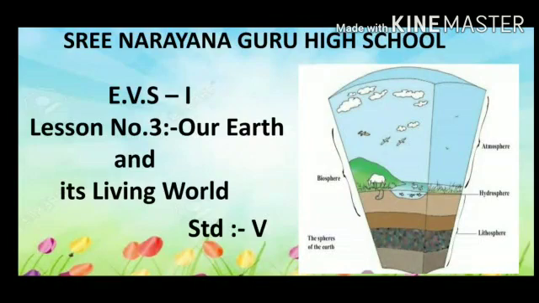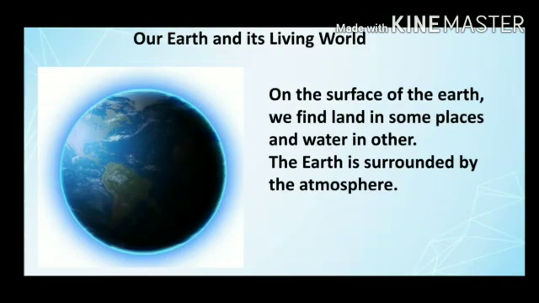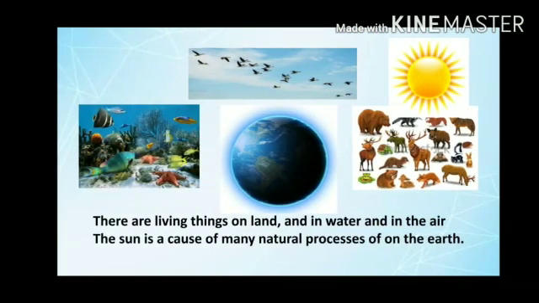Today we are going to learn EVS 1, lesson number 3, the Earth and its living world. So let's begin. If you see the picture of the Earth, on the surface of the Earth we find land in some places and water in others. The Earth is surrounded by the atmosphere. There are living things on land, in water, and in the air.